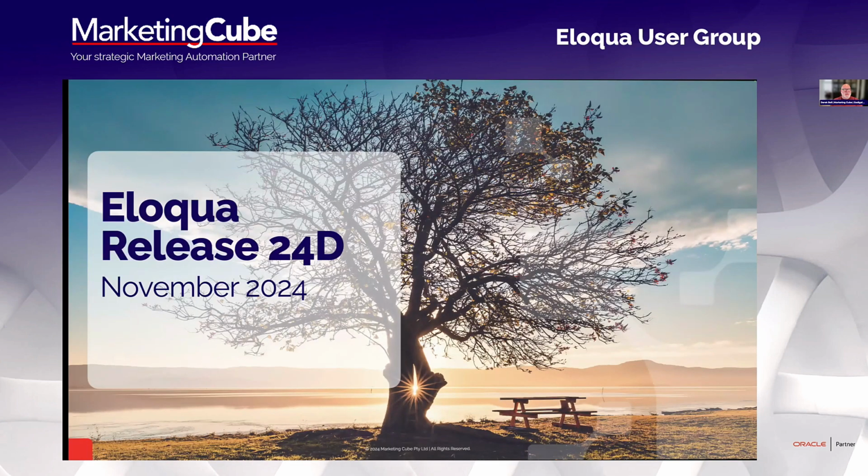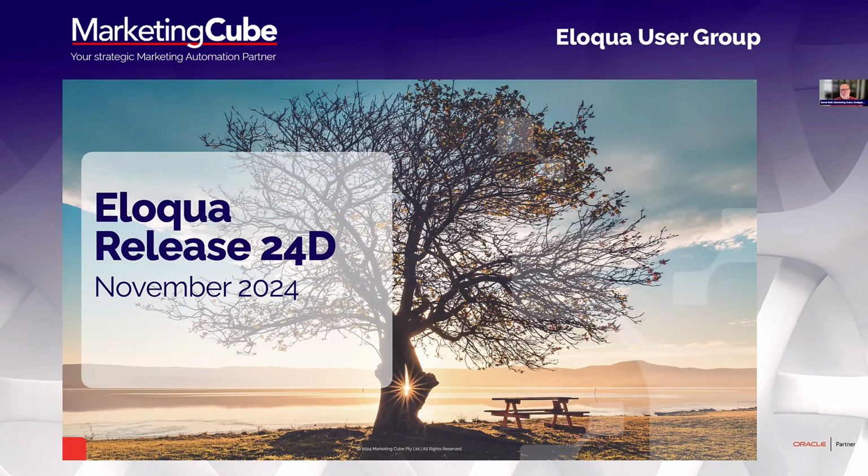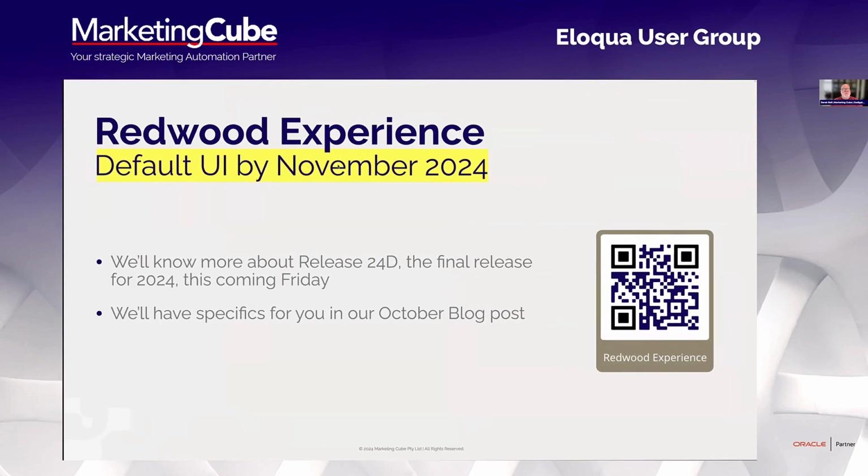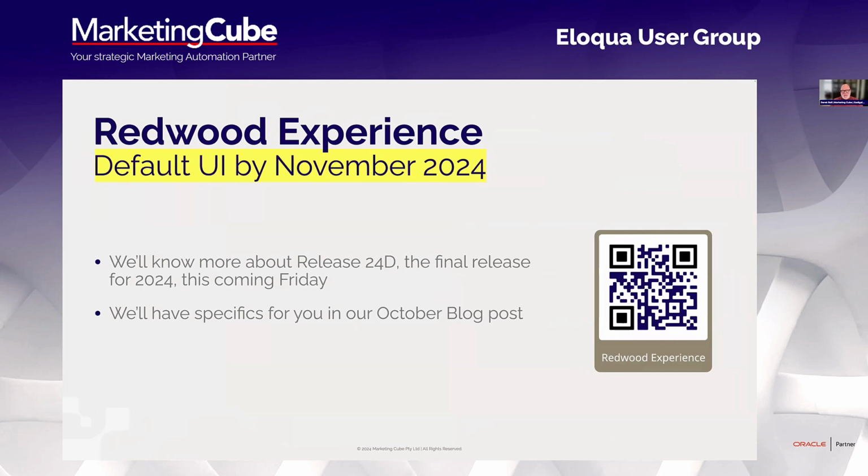All right, so release 24D is the last release for this year, and that takes place in November. Now, as luck would have it, the Oracle team will be announcing the features that we can expect in 24D at 2 a.m. our time, Sydney, this Friday. So I won't be watching it, but I will get the recording, and that will work nicely because I'll be able to get that information into the blog post for you as well for October. So we'll let you know what's happening there.